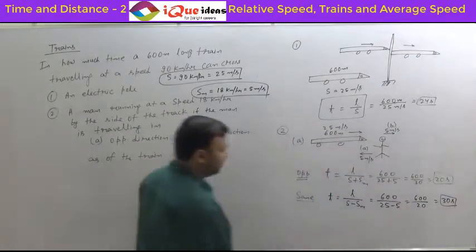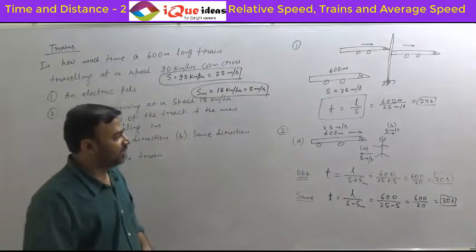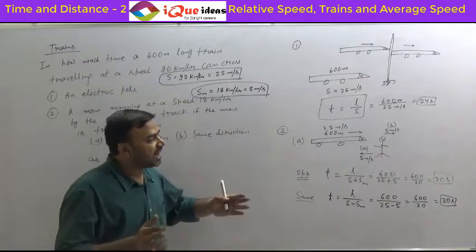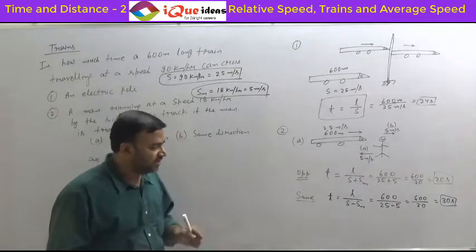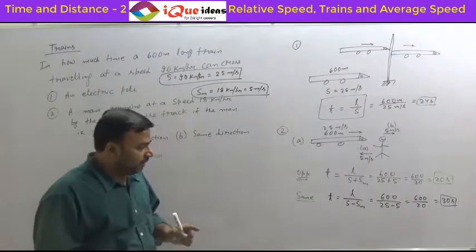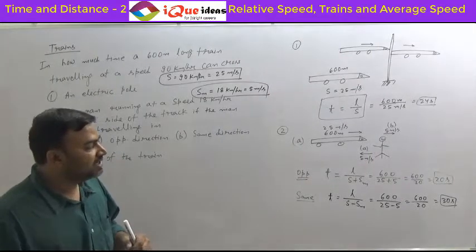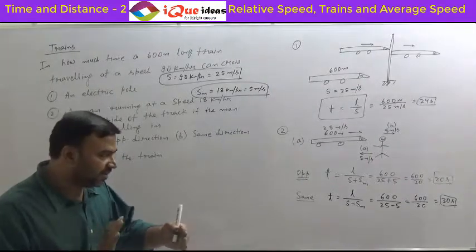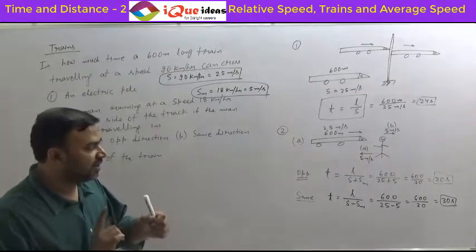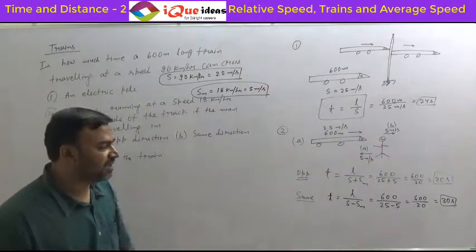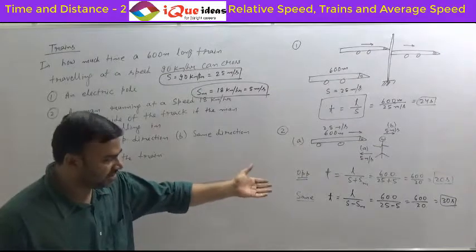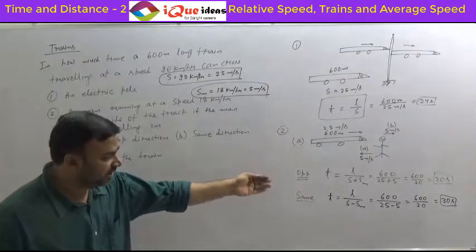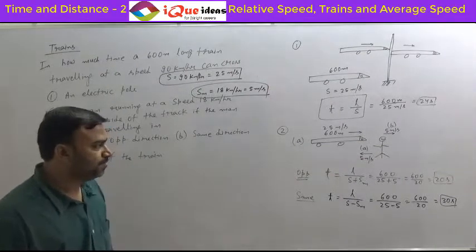So remember, when the man and train are moving in opposite directions, the speeds will get added. So time taken will be length of the train divided by added speeds. If the train and the man are moving in the same direction, then the effective speed will reduce. So we have to take the difference of speeds as the relative speed. To find the time, divide the length of the train by the relative speed. The distance traveled is still the same, only the length of the train.